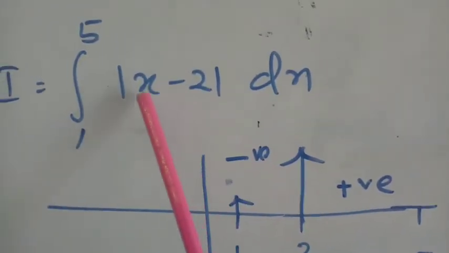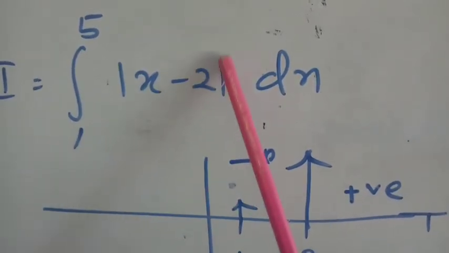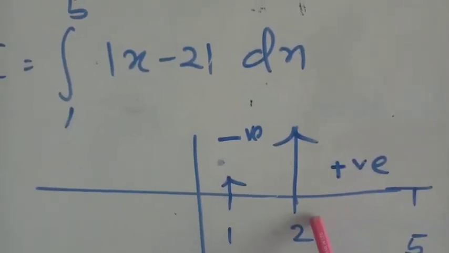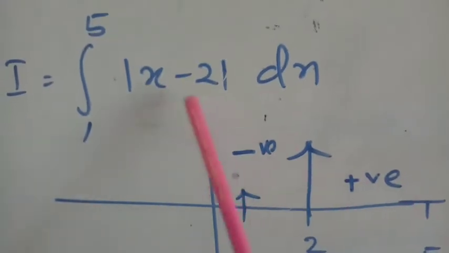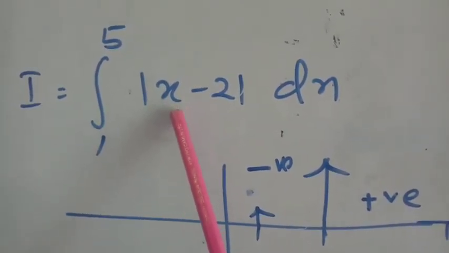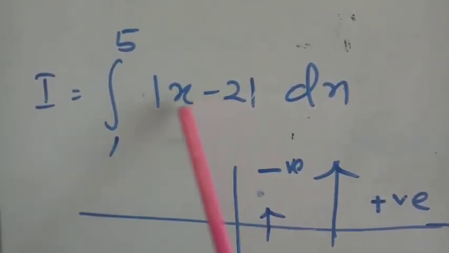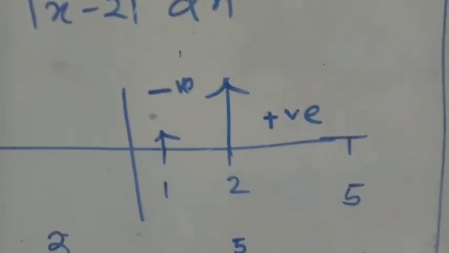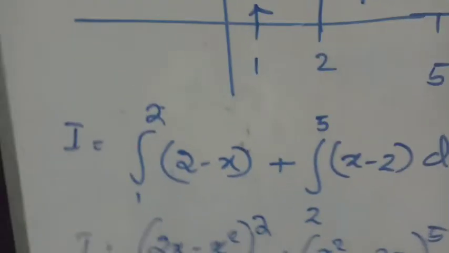So the function mod of x minus 2, x minus 2 is negative from 1 to 2, and positive from 2 to 5. Because when we put 2 or more into this one, 2.5 minus 2 is positive. So you need to split the interval like this.